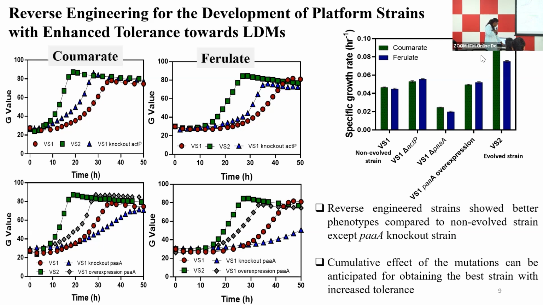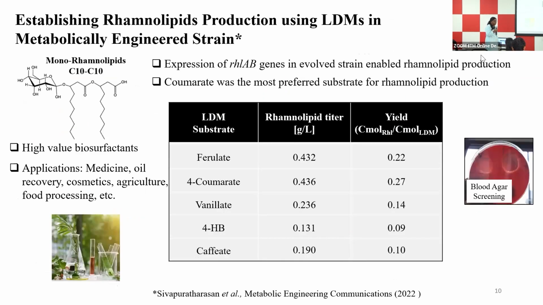So we took some platform strains for production of an industrially important biosurfactant, which is known as rhamnolipids. Basically, this biosurfactant has potential application in various industries like medicine, oil, cosmetics, and so on. And in the market, it's also valuable, so we can produce some detergents out of this from our waste.